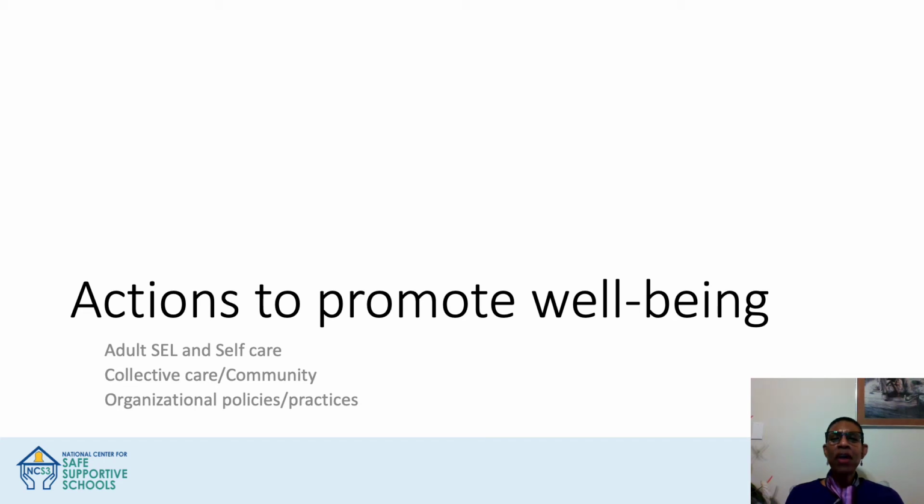Let's discuss three areas of action to promote well-being. The first is adult social and emotional learning and self-care. The second is collective care, or how we can work as a community to support one another and promote well-being. And the final area is organizational care.